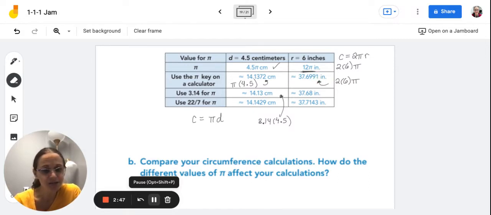What if you decided to use 3.14 instead of the pi button? Well, then you would have typed this into your calculator, 2 times 6 times 3.14, and you would have gotten this answer. Last of all, we have if you used 22/7. Of course, we skipped that row. So let's talk about it. How is it different when we use the pi button instead of 3.14?